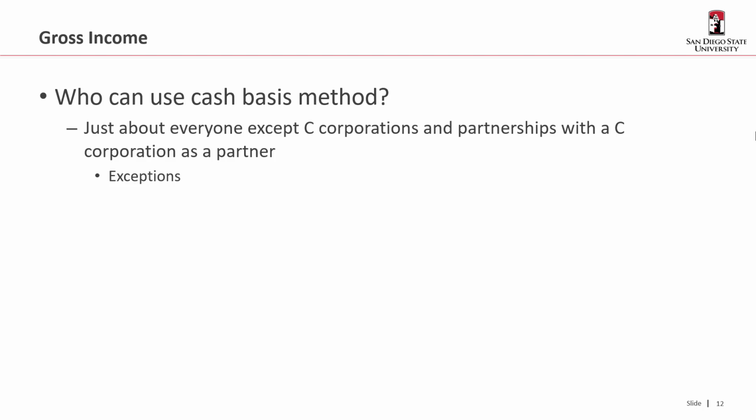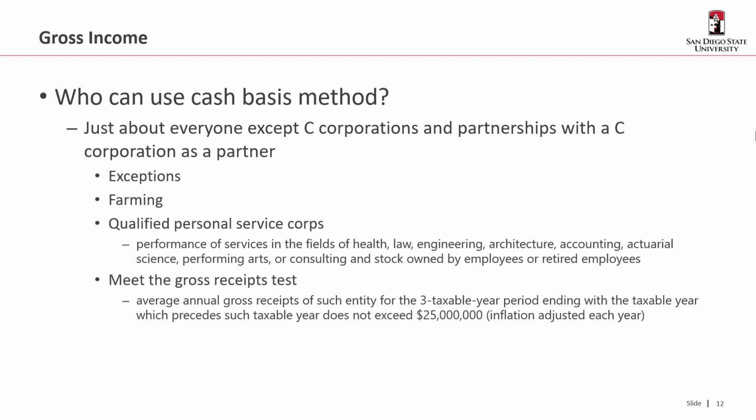However, there are a mountain of exceptions. So if your corporation is a farming corporation, it can. Qualified personal service corps, which we'll get into at some point in the future, are corporations whose business is the performance of typically what we think of as personal services like engineering, architecture, accounting, performing arts, these sorts of things. These are qualified personal service corps. They can use the cash basis method.